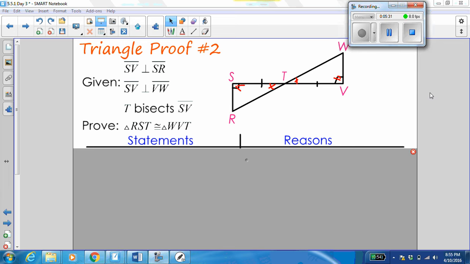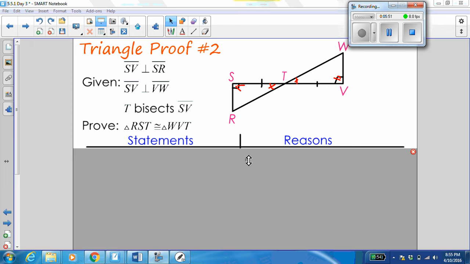All right, so if you take a look at my diagram, you'll notice that I have two different colors. I have what's given marked in black and then what I can infer from my given marked in red. So already we can kind of see the way that this proof is going to play out. So let's go ahead and get started.